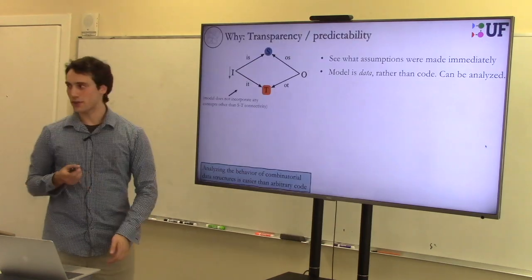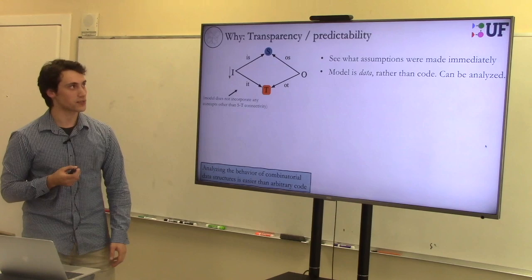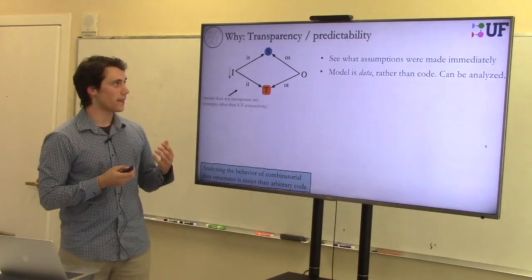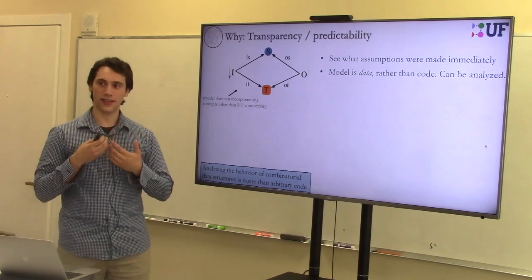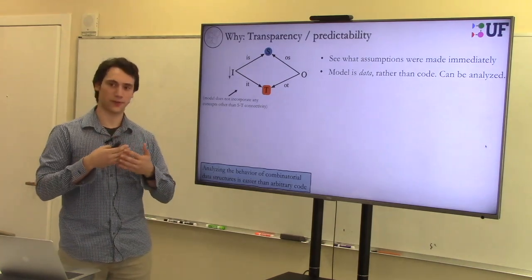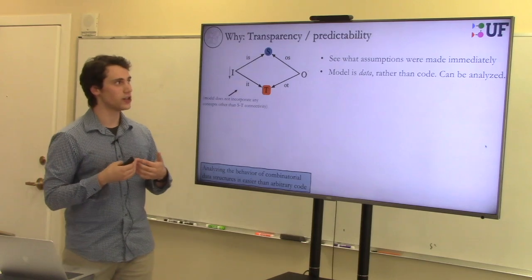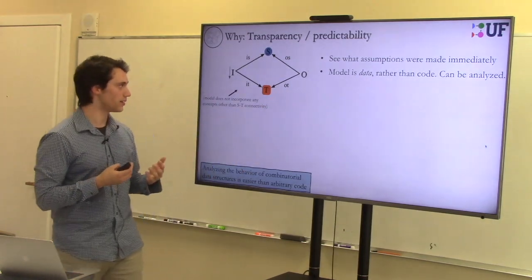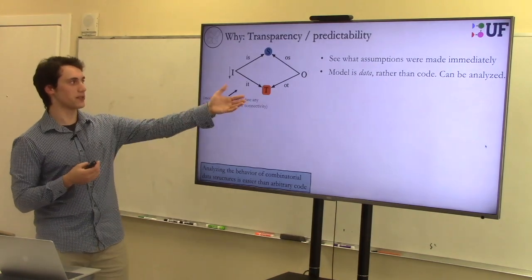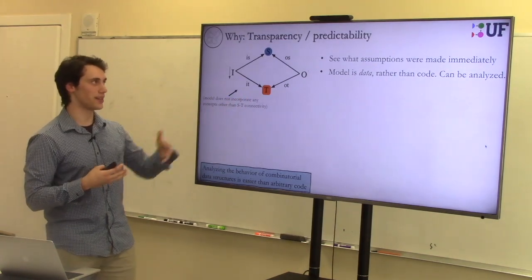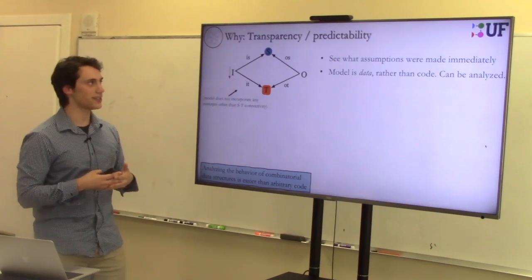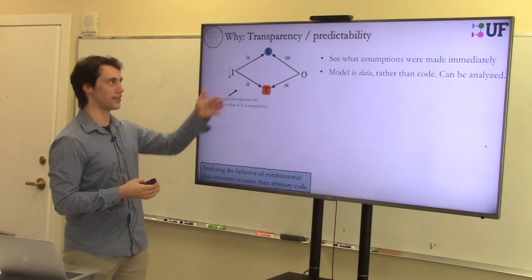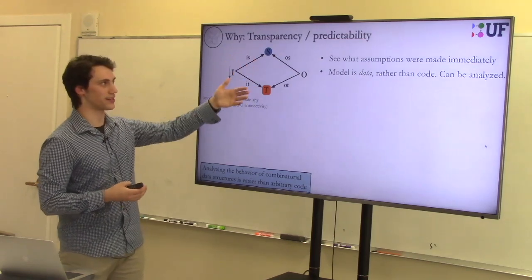So I'd say the first virtue is transparency or predictability. This means that because our data structure has an explicit structure, we can look at that and see what assumptions were made very easily. For example, if someone gave me a scientific model and said it's a Petri net, I suddenly know what its limitations are, that it really contains nothing more than this connectivity between states and transitions.